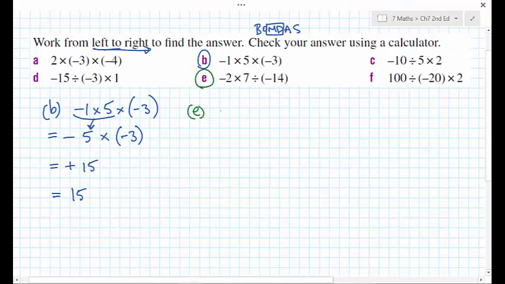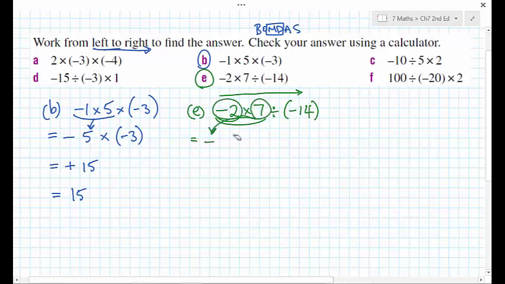okay, and -2 times 7 divided by -14. Okay, so again I look at my BOMDAS and I've got multiplication division, so I work from left to right going this way. Okay, so first of all what I'm going to do is just work on these two. I have negative times a positive to give me a negative. Okay, and then I multiply the two numbers together, which is 2 by 7 to give me 14. Okay, and then I have still divided by a -14.